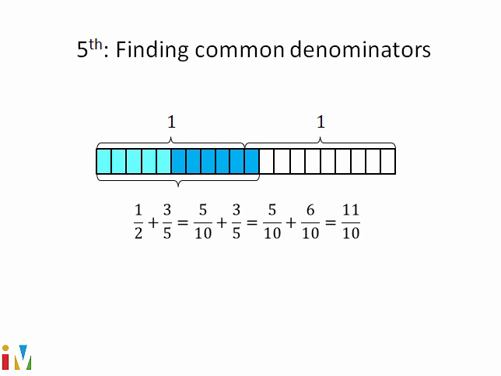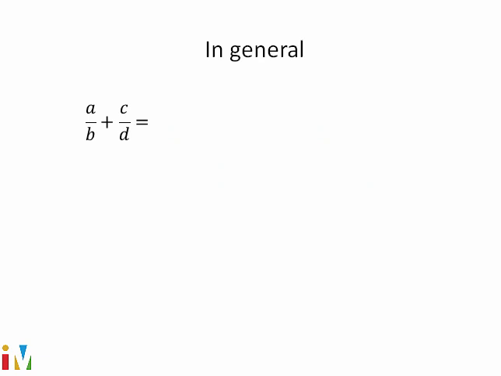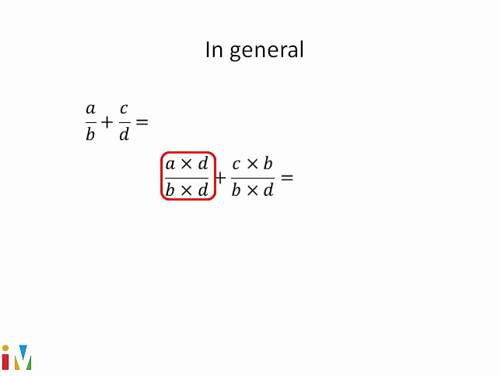To add fractions with unlike denominators, we rewrite them as equivalent fractions with the same denominator so that the unit fractions are the same size. In general, if we want to add 2 fractions, a over b and c over d, we can partition all the b's into d equal pieces and all the dths into b equal pieces. Now everything is written in terms of the same size pieces, or same kind of unit fraction.